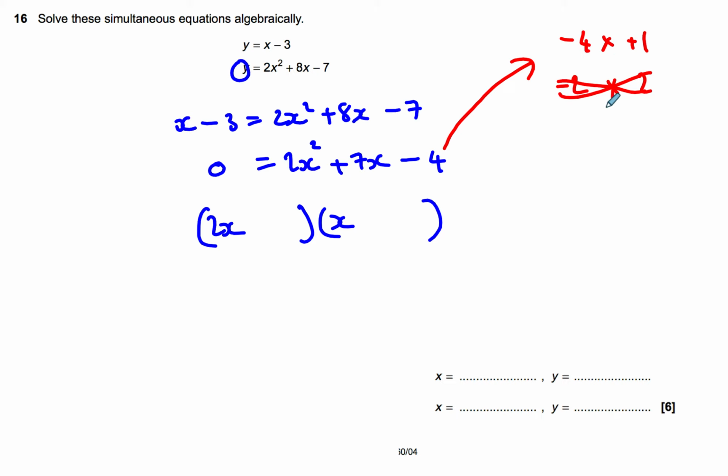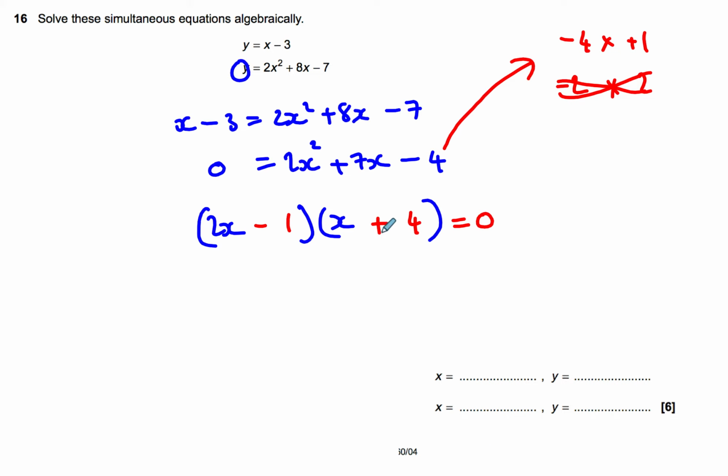So if you're still unsure, you can experiment with these numbers and multiply it out and see until you get the right answers. So I should typically be getting a 4 there and a 1. I want to create a positive 7. So then 2x times 4 gives me a positive 8. And 1 times x will give me a 1. So if I take the 1 off the 8, that will give me the 7. So this is 7, once we multiply it out.